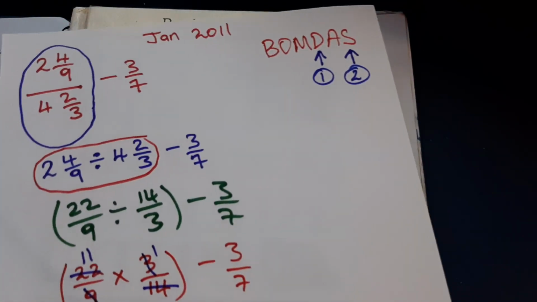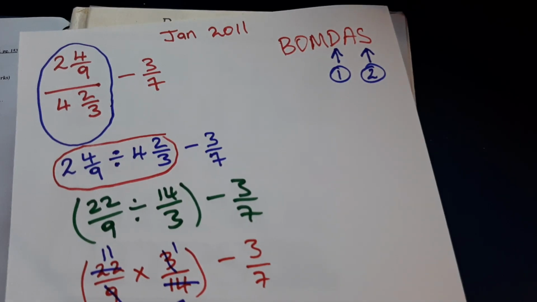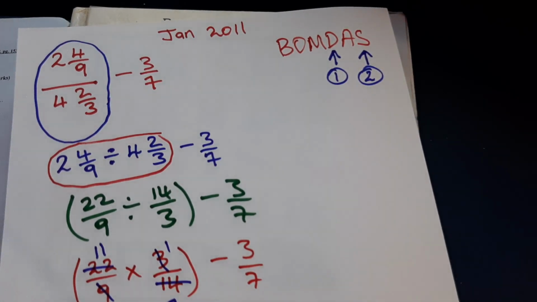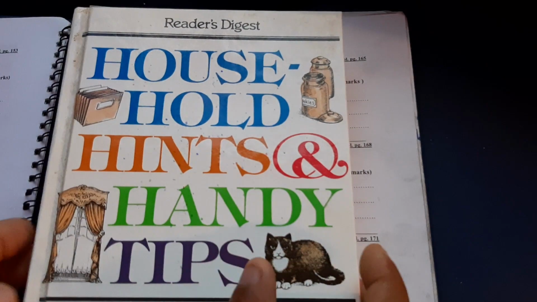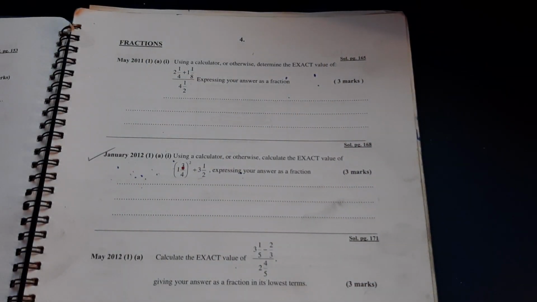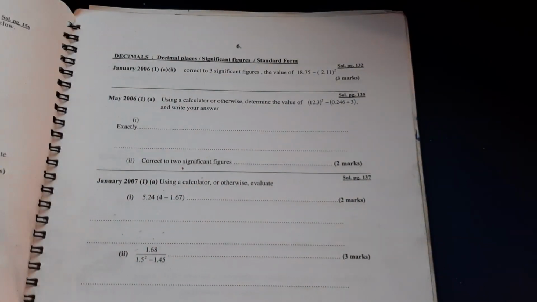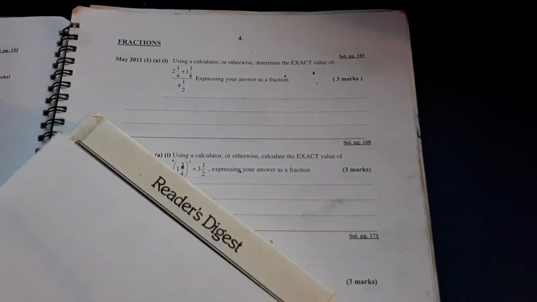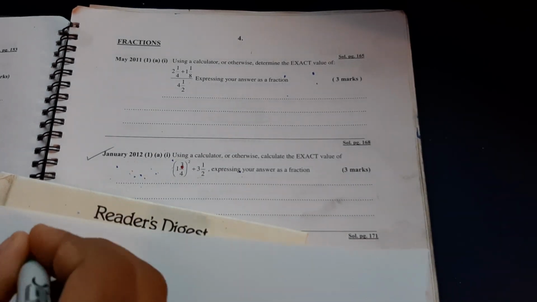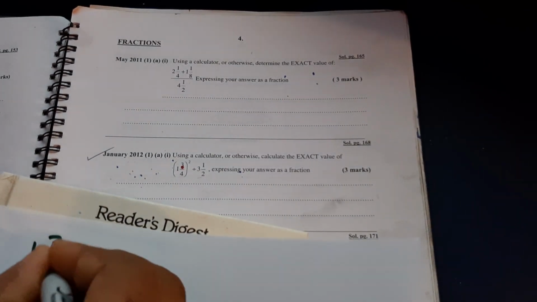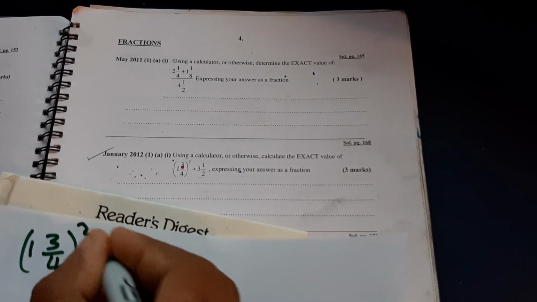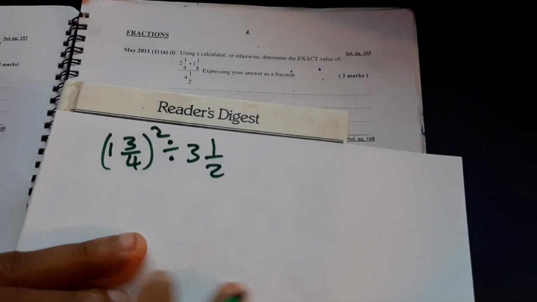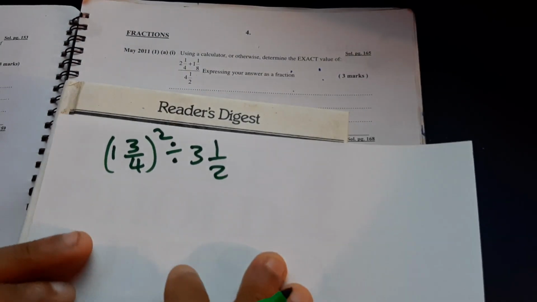So this was a pretty awkward question. Remember, you can always pause and rewind and go again to solve the question. So I'm just going to look for 2 more questions that are a bit different. All right, what about this one? This one came on the January 2012 CXC past paper. So this is 1 3/4 all squared divided by 3 1/2. So this is another awkward question. As I said, this was a 2012 January past paper question.